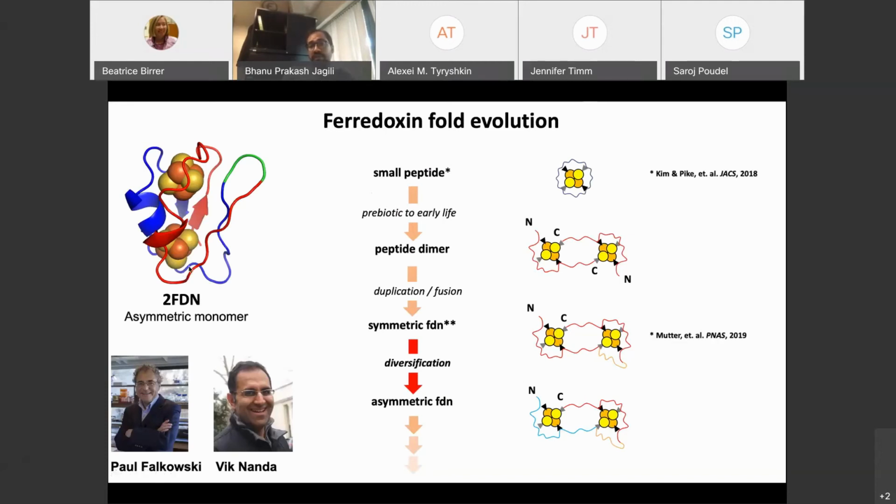The first part, the small peptide, the ambidoxin, has already been worked on by John Kim and Pike, and was published in JACS. Recently, Andrew Mutter, a former postdoc of Paul and Vikas, worked on the symmetric ferredoxin design, and they published in PNAS. Right now, I'm working on the peptide dimer, which is this part. This should connect all the missing links, from how it all started with a single peptide with an iron-sulfur cluster to today's modern asymmetric monomer ferredoxin.